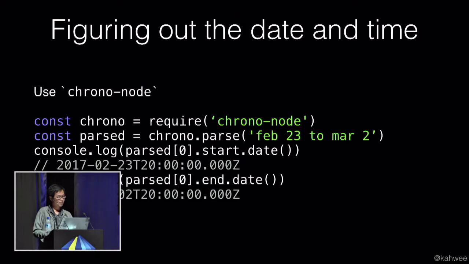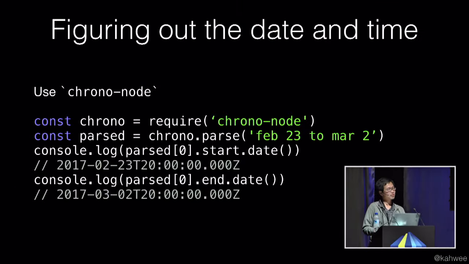And then you can even do more interesting things like figure out the date and the time based on between something to something. So you can say February 23rd to March 2nd, and you'll be able to get two different date and time. So with this, you can complete your doctor's appointment app.